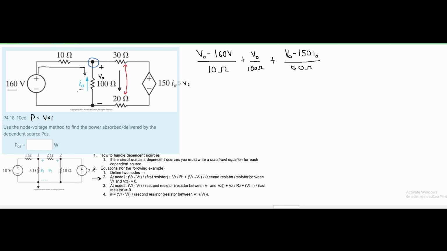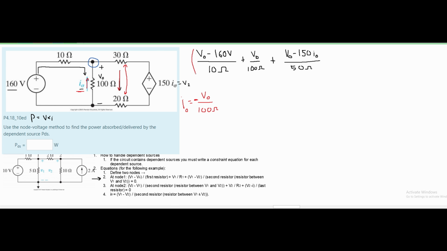Our I naught is right here. So we're going to say that our I naught is equal to, and then the formula, Ohm's law for I naught, is voltage over resistance. We know our voltage to be V naught, and it's going to be over the resistance of 100 ohms. When we look at this though, we know that our current is going up. We know that our voltage is going down, like this. Since they're going in opposite directions, this is going to be negative right here. So we have a negative V naught over 100 ohms.